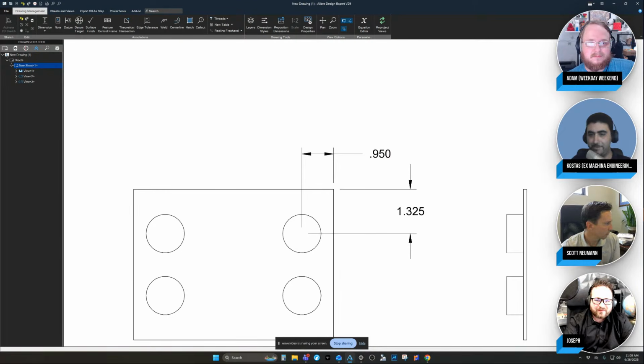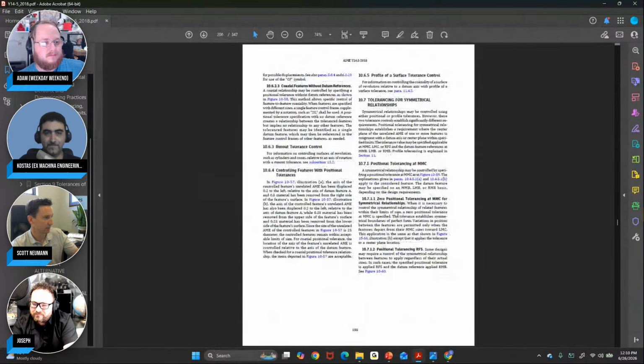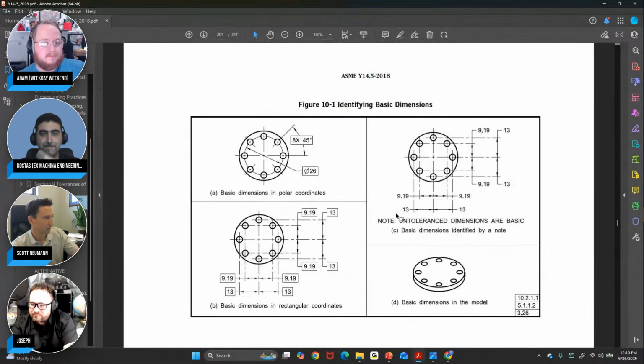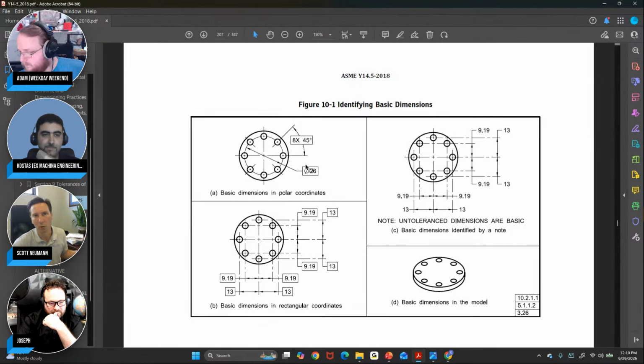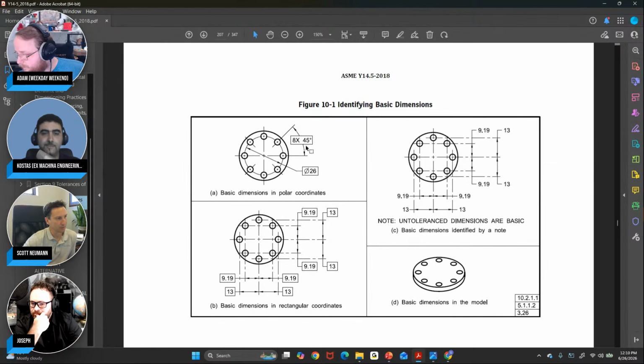Anyway, I wanted to point out the different standard ways you can do basic dimensions. So let me pop to this figure. In Y14.5 there are actually 4 different ways to identify basic dimensions. Remember, on round parts, it's sometimes better to do a bolt circle angle setup, a polar coordinate system. It's far simpler to say they're all on a bolt circle. This is a theoretical circle. Bolt circles aren't real, that's why we make it a basic dimension with no tolerance. So ideally, they would love to be on a 26 millimeter bolt circle, 8x, 45 degrees apart.